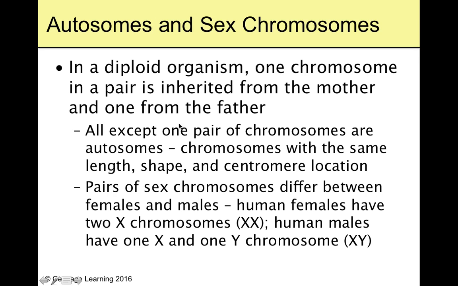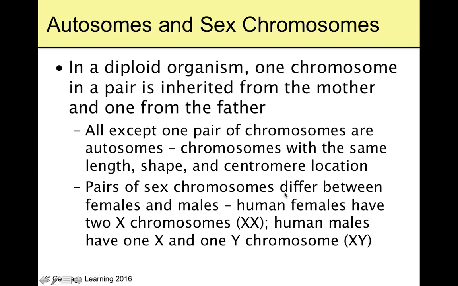So, all except for 1 pair of chromosomes are going to be autosomes. Autosomes are body chromosomes that don't determine the gender, okay? So chromosomes, they have about the same length, they have about the same shape, they have about the same centromere location, and they are going to determine everything about you except for gender and a few other traits that are what we call sex linked. But we'll get to that later in this book, so don't worry too much about that yet.